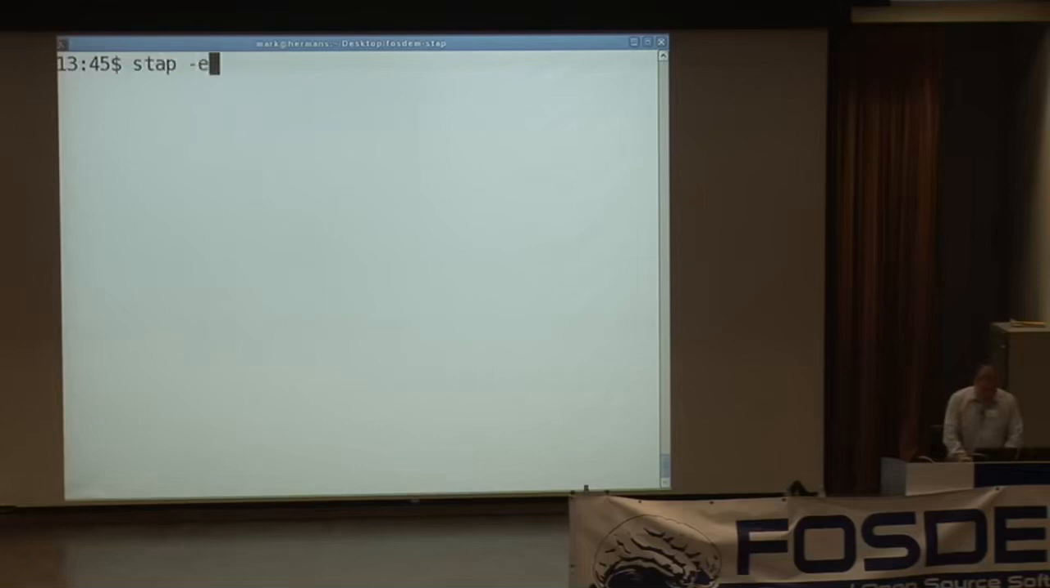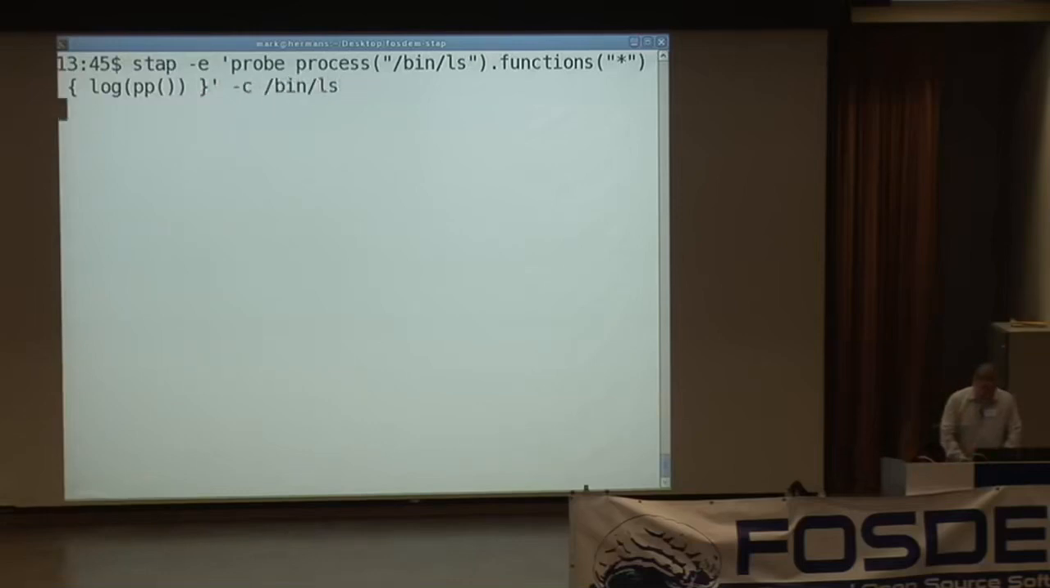So, to show that you can do some simple tracing, you can probe a process, bin ls, show me all functions, and just log the probe point where you placed the probe. And then we actually run it over bin ls.